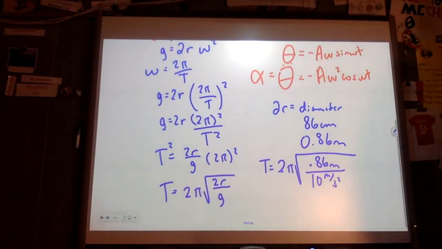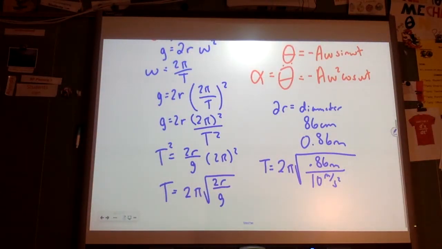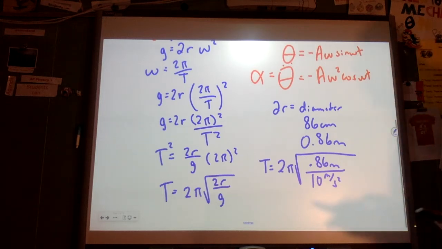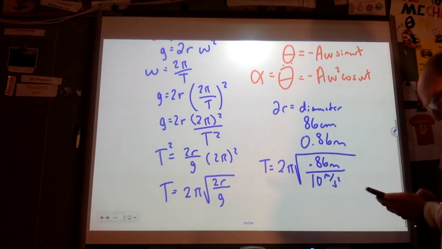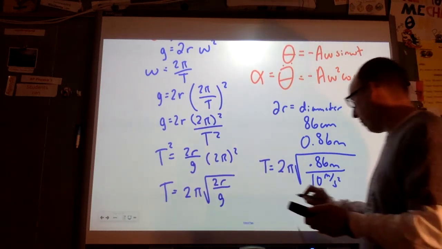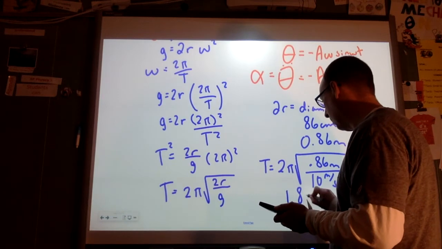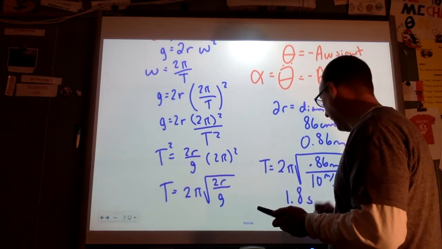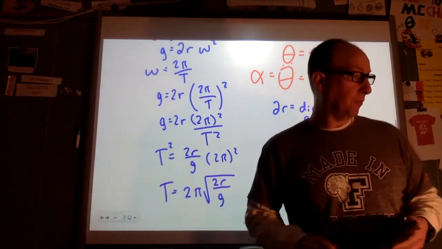And so I'm going to grab a calculator, and then we'll test it. So I have 2 times pi times the square root of 0.86 divided by 10. And I got 1.8 seconds for my period.